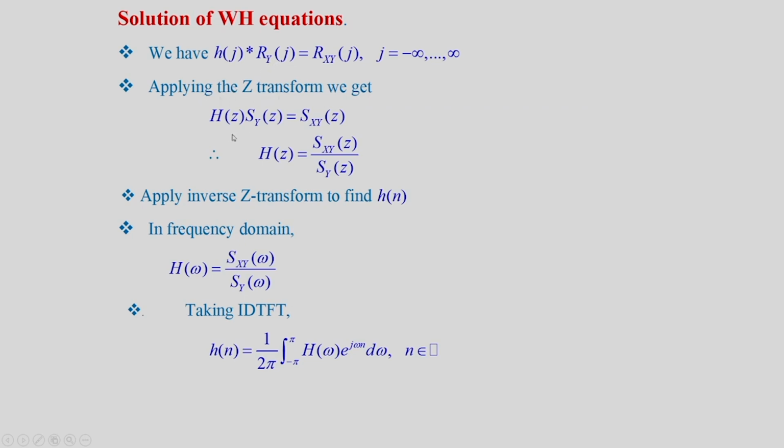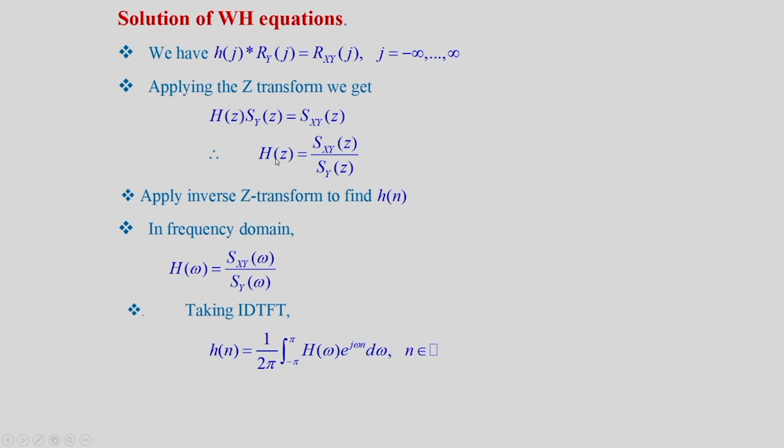Applying the z transform, we get H(z), the z transform of the h(j) sequence, times S_y(z), is equal to S_xy(z). This is the relationship in the z transform domain, from which we get H(z) is equal to S_xy(z) divided by S_y(z). So, this is the cross spectral density in terms of z, and this is the power spectral density in terms of z. Therefore, the transfer function or system function is the ratio of cross spectral density and power spectral density.